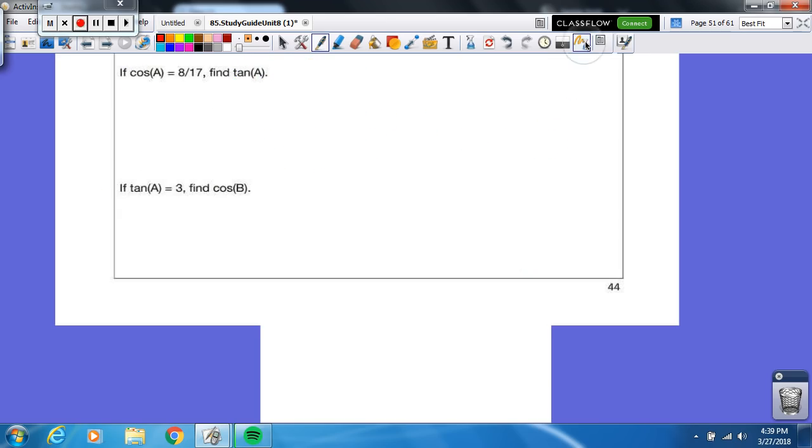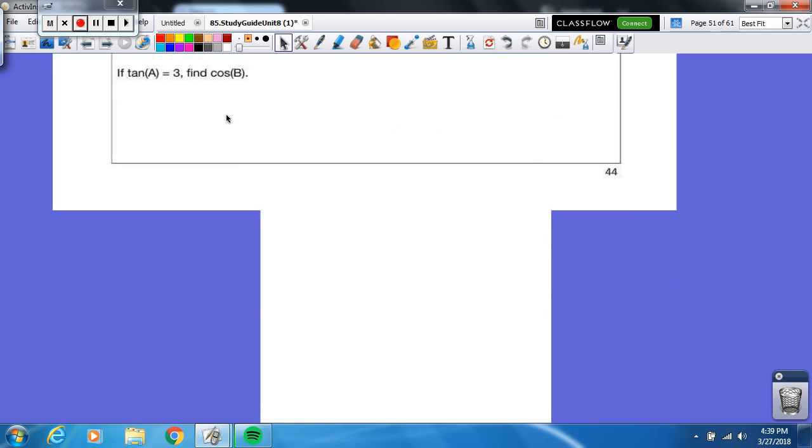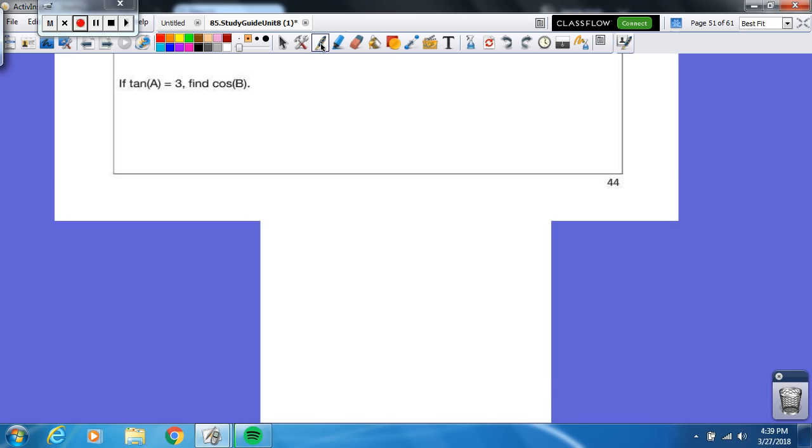Let's get rid of this. Let's move this up. All right. So if tangent of A equals 3, usually it's got something under it. Let's put it over 1, because any number you put over 1 gives you the same thing. Okay, so let's draw a picture.